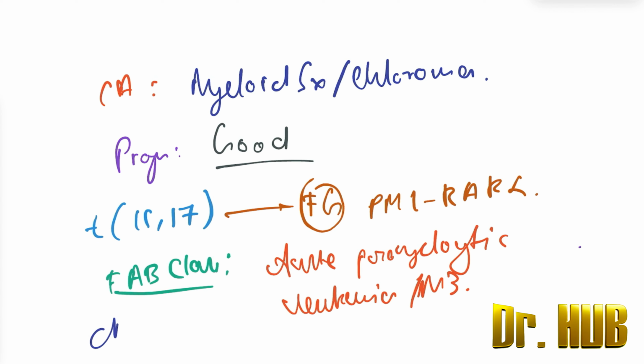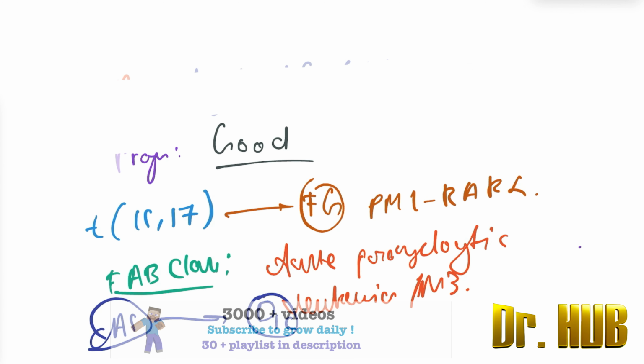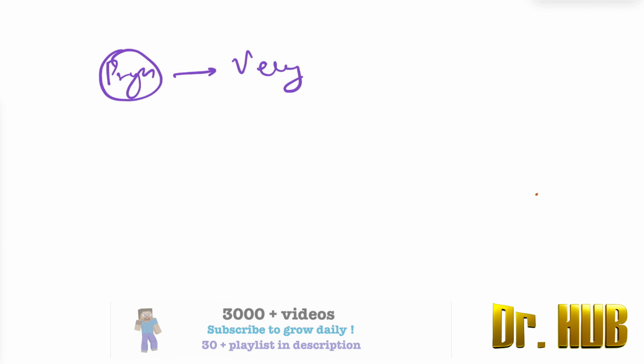Next, looking at the clinical association. The clinical association is DIC. Now we're looking at the prognosis of the T(15;17). What is the prognosis of T(15;17)? Prognosis is that it is very good.